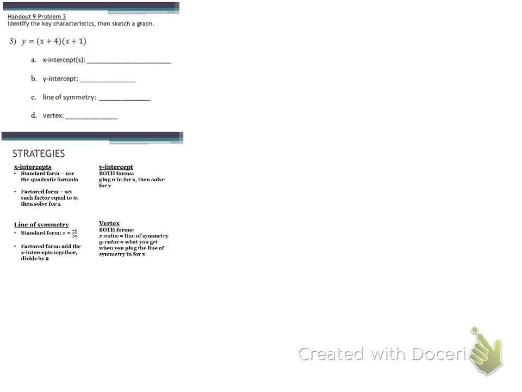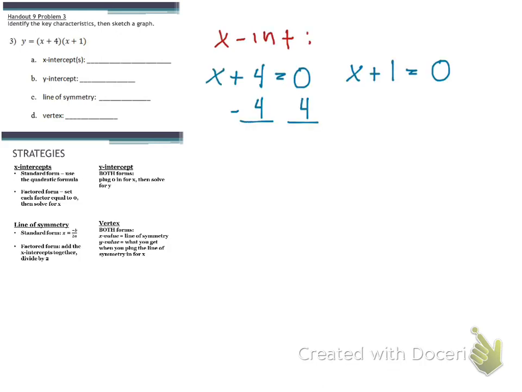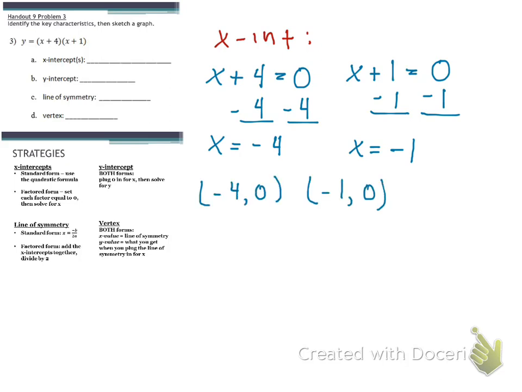Our next example is another factored equation, so we're going to use the factored strategies instead of the standard. So for our x-intercepts, we're going to set each equal to 0, so x plus 4 equals 0 and x plus 1 equals 0, and we'll get x equals negative 4 and x equals negative 1. You'll want to write these as ordered pairs, so negative 4, 0 and negative 1, 0.